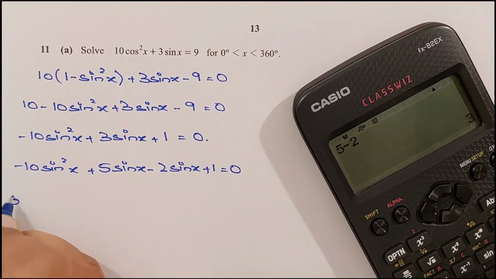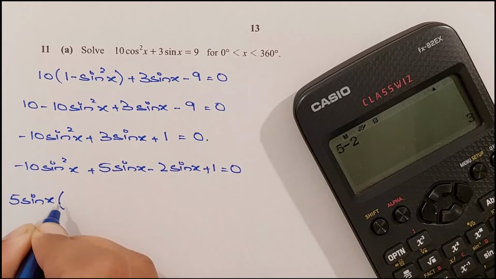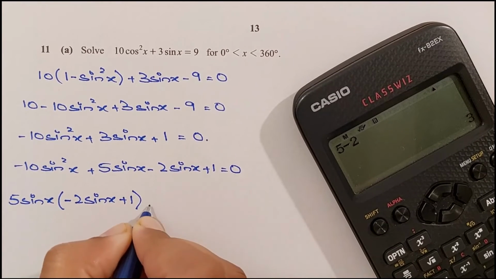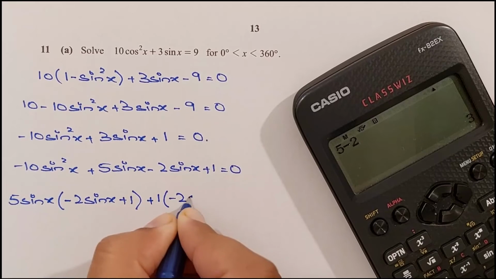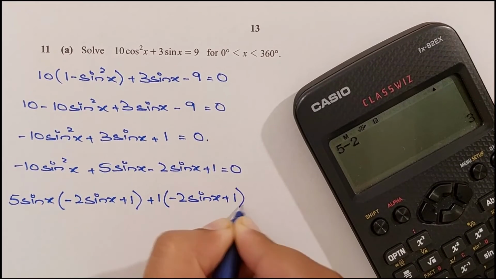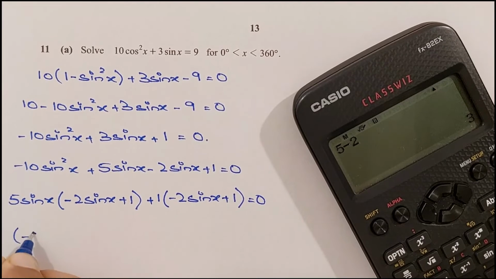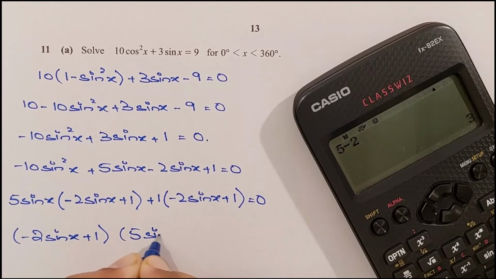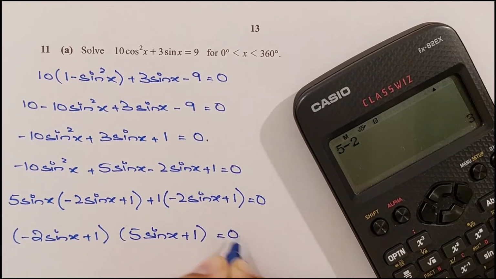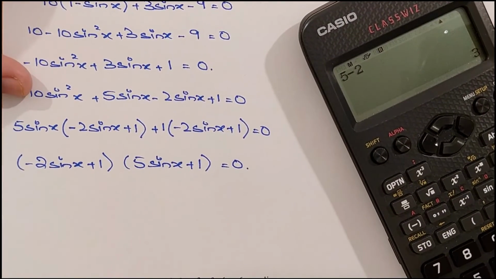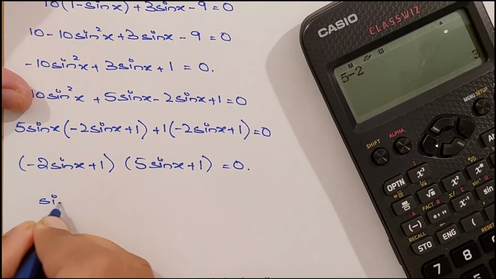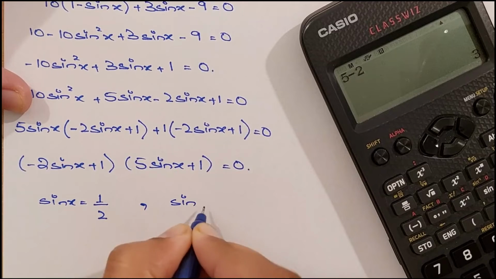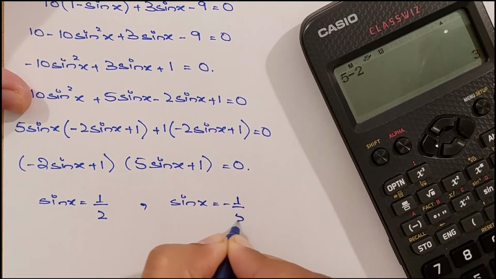Let me take 5 sine x common: 5 times 2 is 10, minus 2 sine x is left, and plus 1 is left. Let me take plus 1 common: minus 2 sine x plus 1 equals 0. So the two factors are minus 2 sine x plus 1 and 5 sine x plus 1 equals 0. Now we have two values for sine. The first value is sine x equals 1 by 2, the positive one, and sine x equals minus 1 by 5, the negative one.